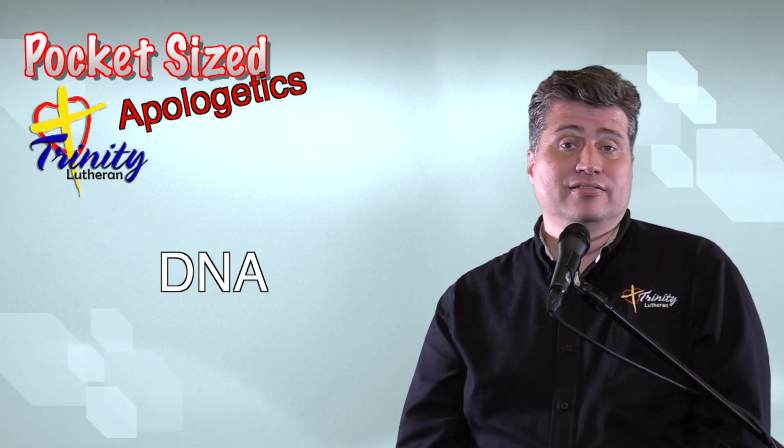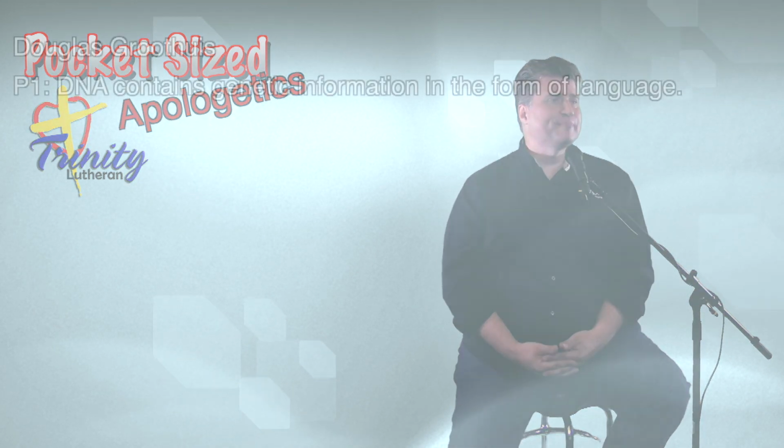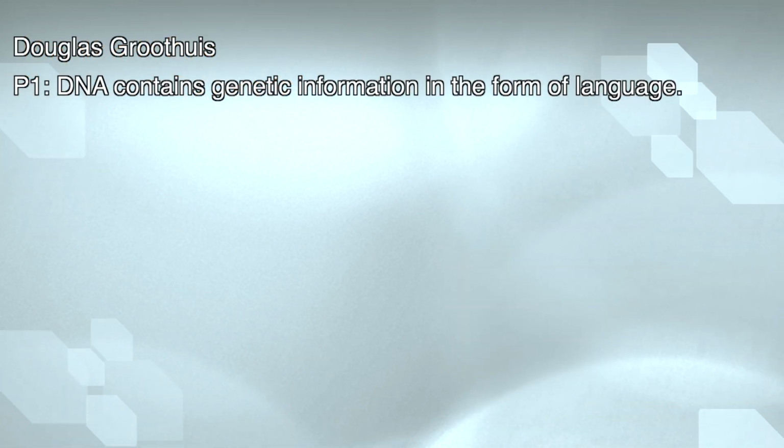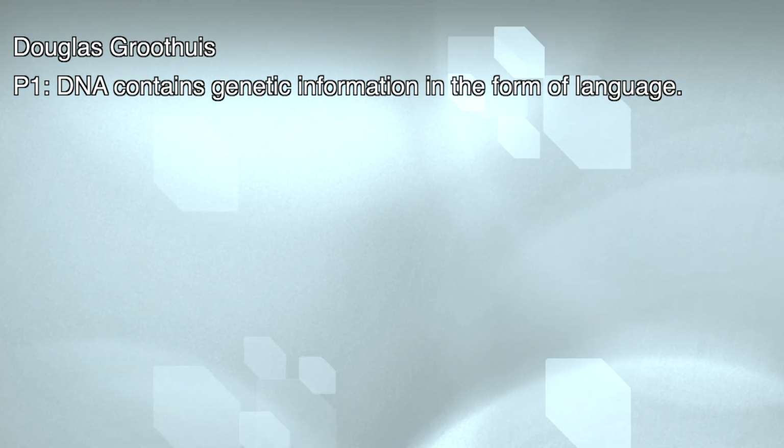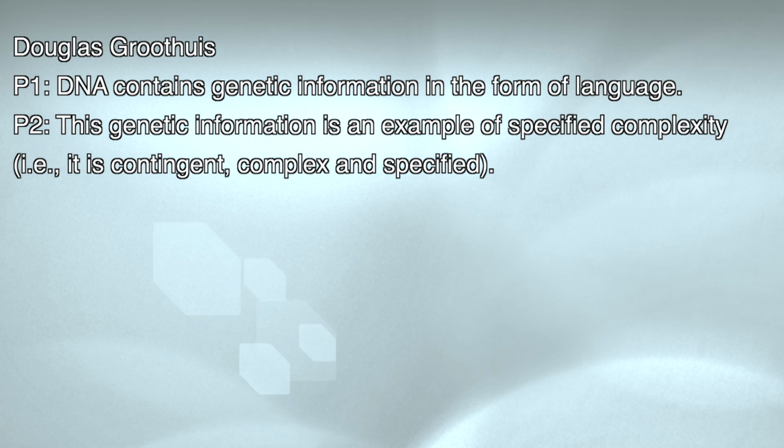When we were talking about molecular machines, I gave you a version of the design argument that had been proposed by Douglas Groothuis that was specifically adapted for those molecular machines. Dr. Groothuis also gave us a version that's specifically adapted for DNA, and it goes like this. Premise 1. DNA contains genetic information in the form of language. Premise 2. This genetic information is an example of specified complexity, i.e. it is contingent, complex, and specified.